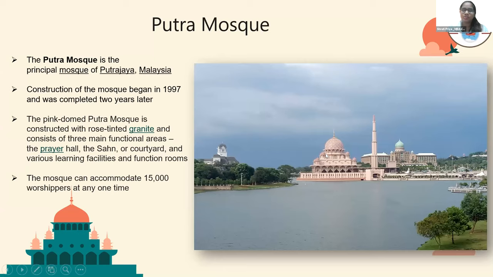Next is Putra Mosque. As I told you, most of the people in Malaysia are Islamic, that practice Islam. The dome of this mosque is made of rose tinted granite. This is a very beautiful mosque, and this green dome building is the palace of the king. The Sultan I told you about, Sultan Ahmed Khan, is living here now. This mosque can hold around 15,000 people at a time to worship in it.